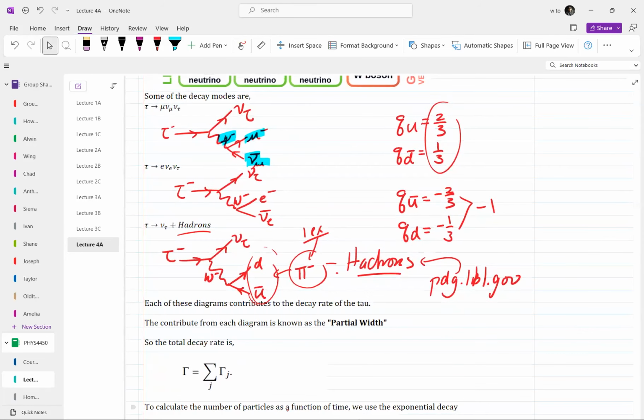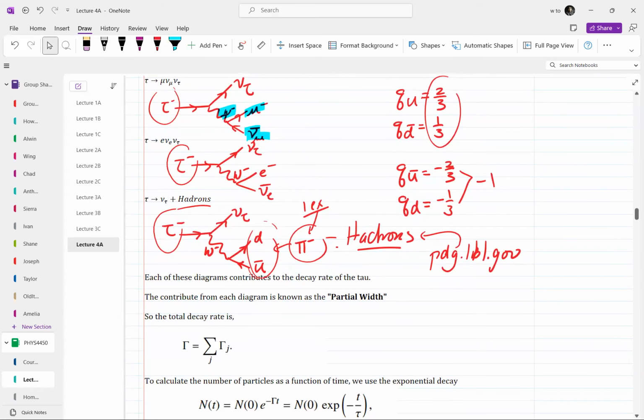So the thing is, if you're starting as a tau up here, and you have a box with 100 taus in it, and then after a nanosecond you only have 50 taus now, you actually don't know what that tau decayed into. You just know that you have fewer taus. So each of these diagrams actually contributes to the decay rate of the tau. Each of these channels can contribute to it.